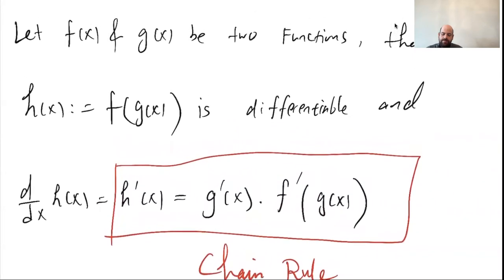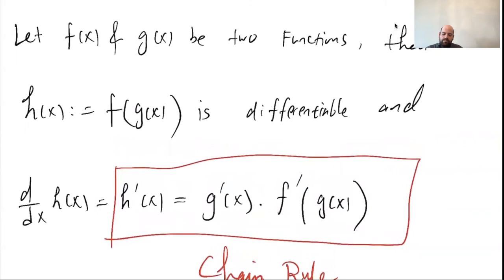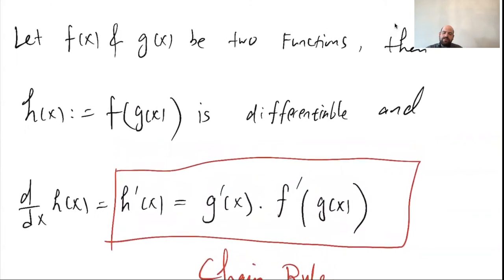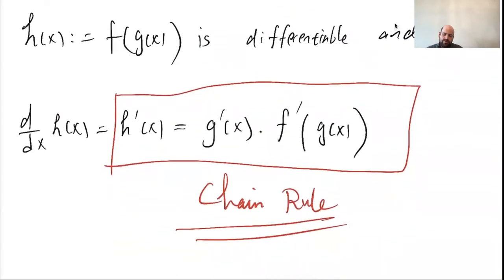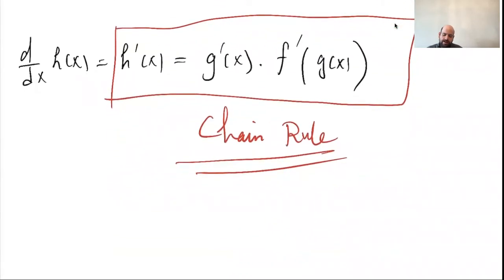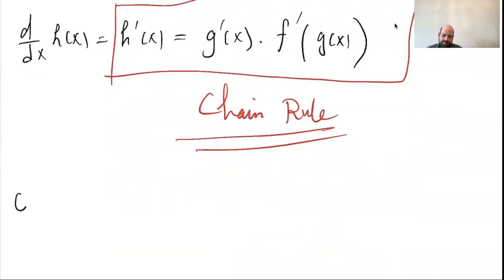Okay, so many people think that the derivative of f of g of x is f prime of g of x, but that's not true. The derivative of f of g of x is g prime of x times f prime of g of x. So let me now give other notations for the chain rule.